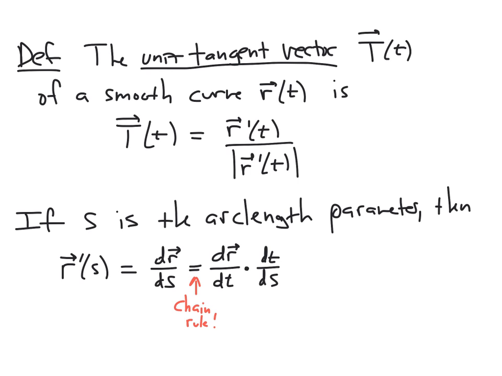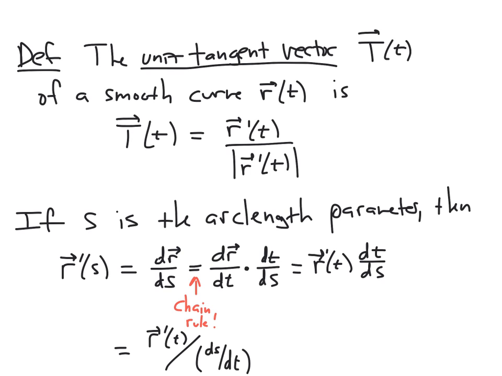So I'm using the chain rule here. The first derivative, dr dt, is just r prime of t, so I'm going to replace dr dt with r prime of t times dt ds. One thing we can do at this point is rewrite multiplying by dt ds as dividing by ds dt.